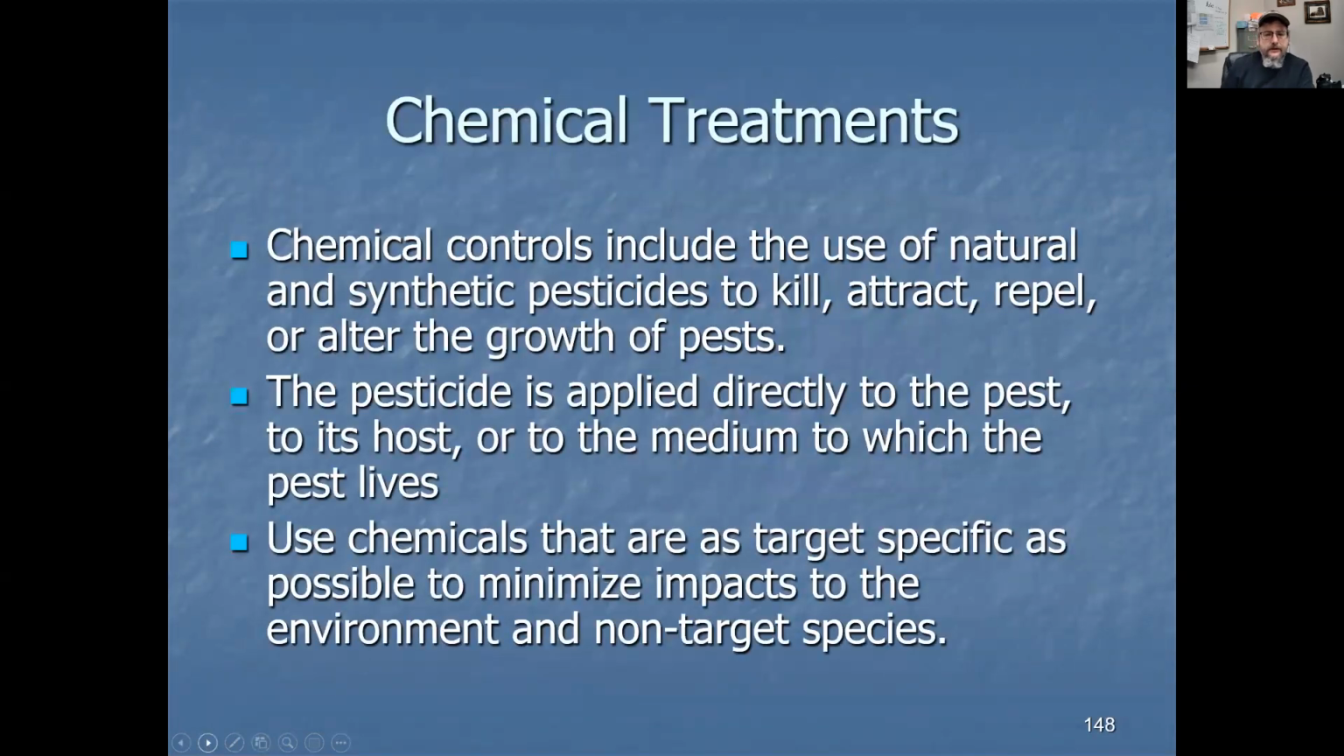Chemical treatments. Chemical controls include the use of natural and synthetic pesticides to kill, attract, repel, or alter the growth of pests. The pesticide is applied directly to the pest, to its host, or to the medium in which the pest lives. Use chemicals that are as target specific as possible to minimize impacts to the environment and non-target species.